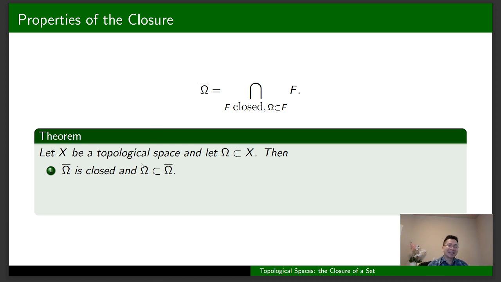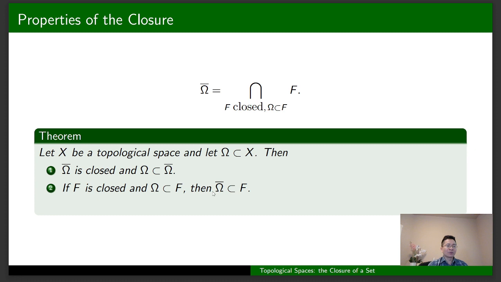Okay. And how come omega is a subset of its closure? Please remember that in this collection, every set F contains omega. So their intersection contains omega as well. Therefore, the closure of omega contains the set omega. The second property says that if F is closed and F contains omega, then F contains the closure of omega.